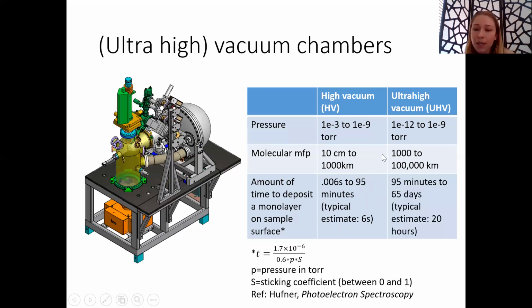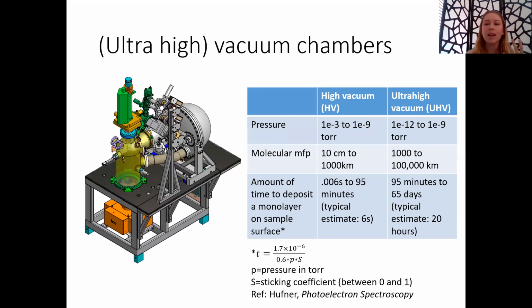But with ultra-high vacuum, you can have an hour and a half up to 2 months, and a typical estimate is about 20 hours. So in an ARPES experiment, depending on the vacuum of the chamber, we find that typical samples can be measured on the order of 24 to 48 hours.